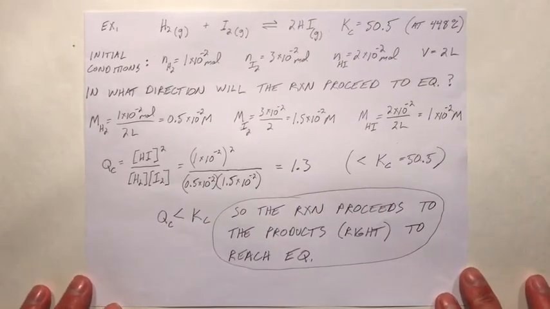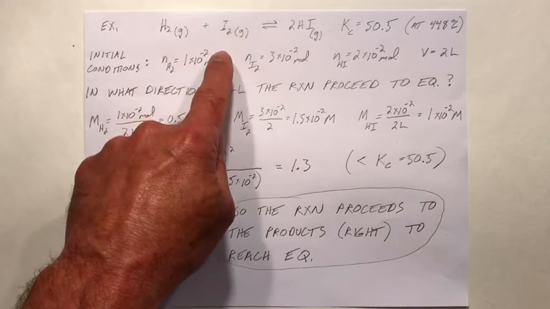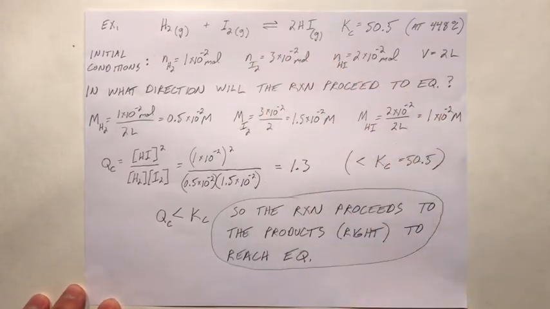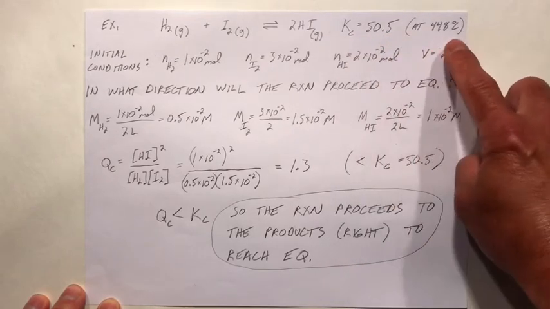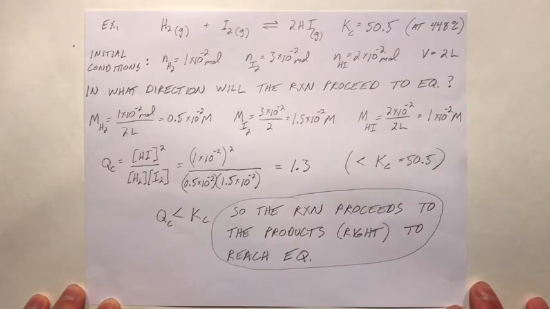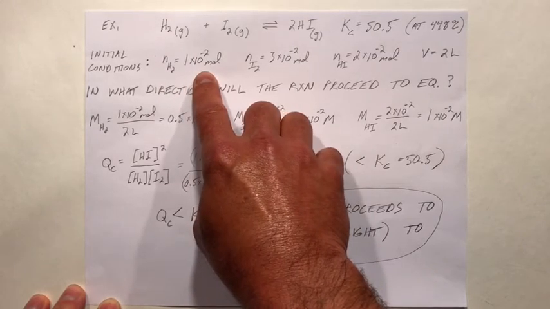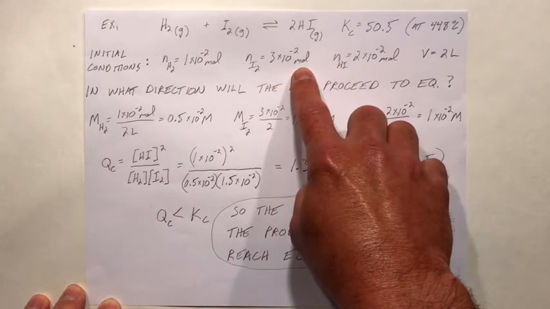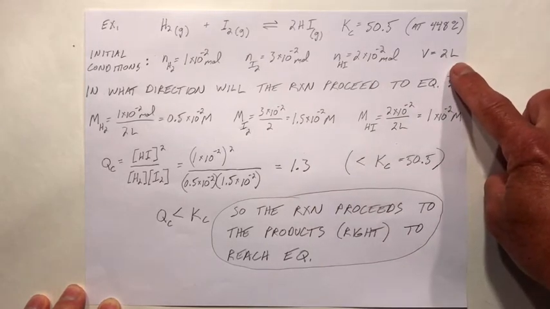All right, let's take a look at some sample calculations. Let's say we have one gaseous H2 reacting with one gaseous I2 in an equilibrium forming two gaseous HI, and that the equilibrium constant in terms of concentration is 50.5 at 448 degrees Celsius. Remember, we always want to know the temperature when we're dealing with equilibrium. We're given these initial conditions: the number of moles of H2 is 1 times 10 to the negative 2 moles. For I2, we have 3 times 10 to the negative 2 moles, and for HI, we have 2 times 10 to the negative 2 moles, and that these are all in a 2-liter container.